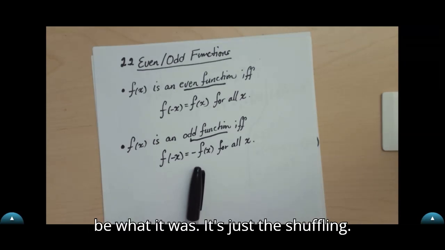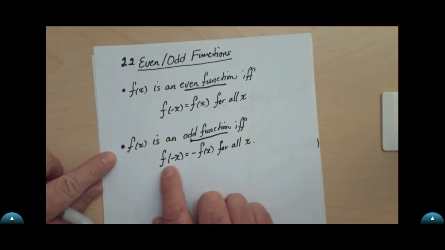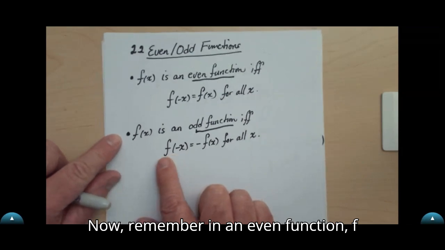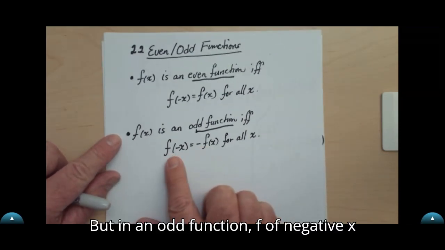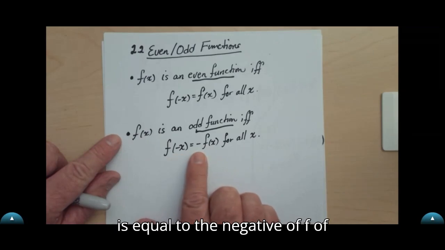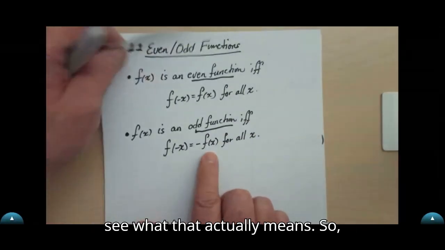All right, so odd function. Now remember, in an even function, f of negative x is equal to f of x. But in an odd function, f of negative x is equal to the negative of f of x. So let's take a look at an example and see what that actually means.